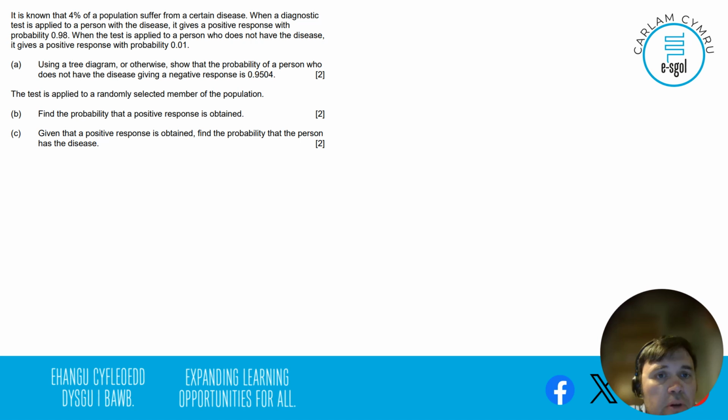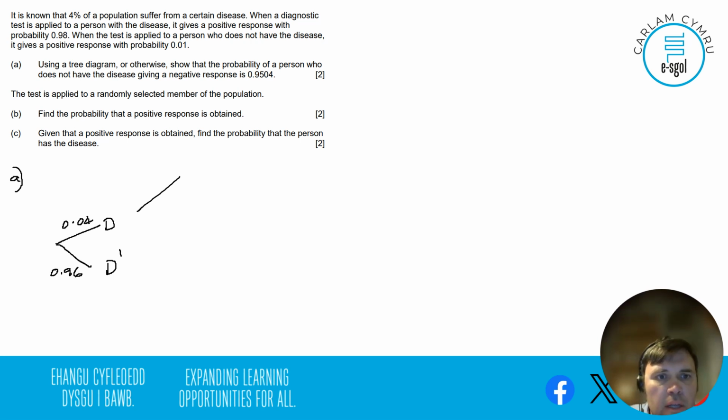Using a tree diagram or otherwise, show that the probability of a person not having the disease given a negative response is 0.9504. So if we were to draw this tree diagram for part A, you've got the disease, you haven't got the disease. The probability that the overall population has it is 4%, so that's 0.04. So then this is 0.96 because it has to add up to 1.